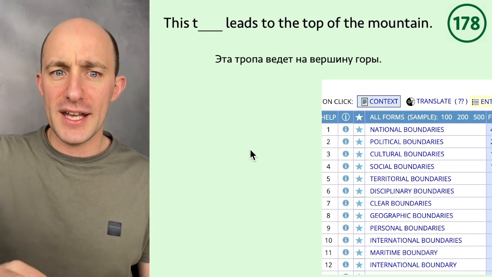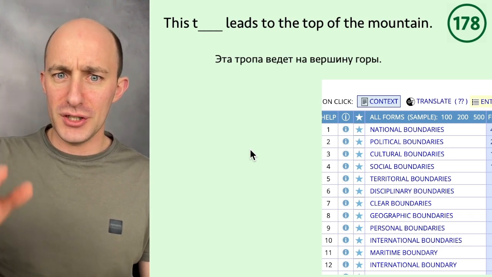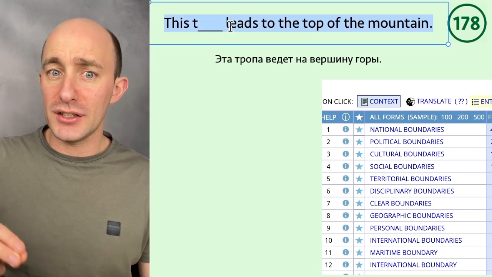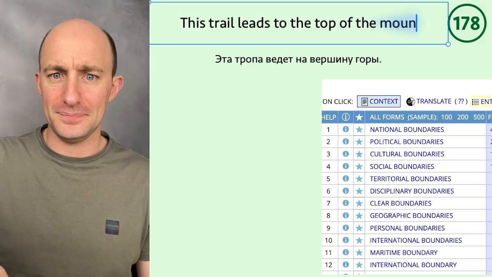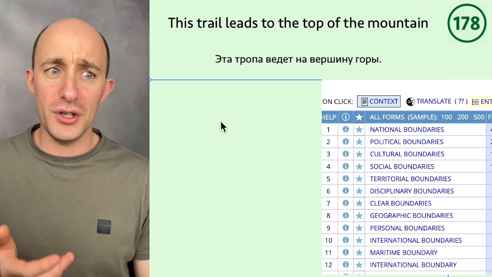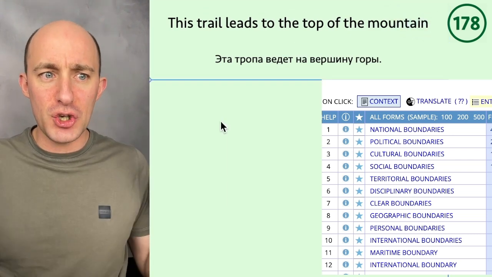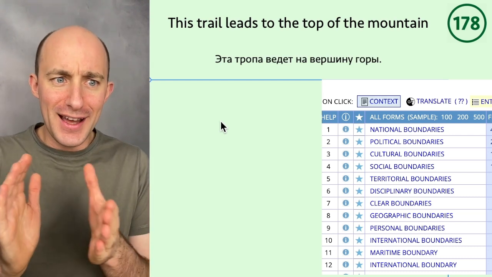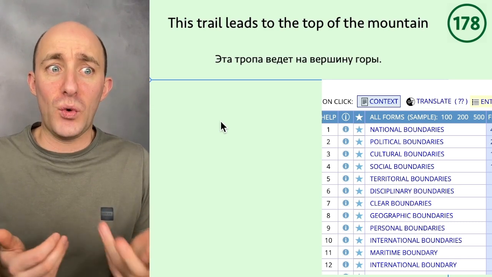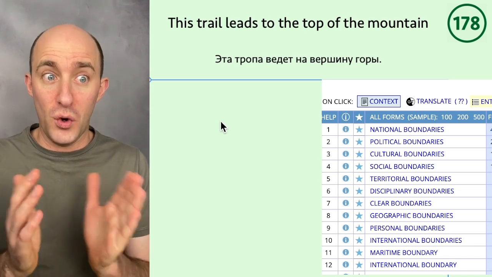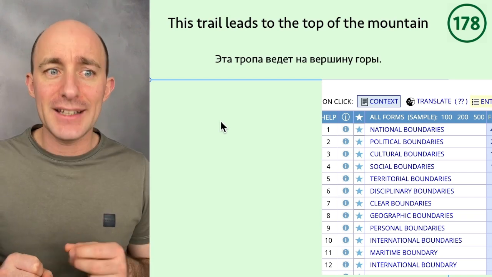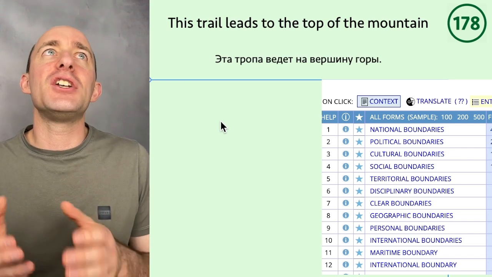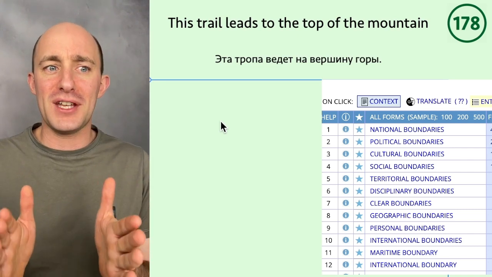Next one, 178. Эта тропа ведет на вершину горы. This trail leads to the top of the mountain. We could use the word track in this case. I would say that a track is wider than a trail. So on a track, usually a vehicle can get through, at least a quad bike. Maybe not a car, but at least a quad bike can travel on a track, whereas a trail is more for people. I would say a trail is probably a bit more substantial than a path.